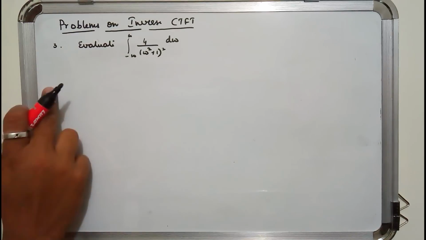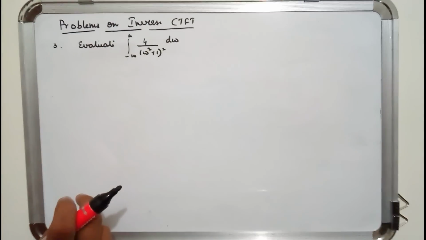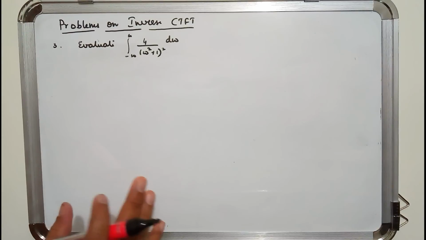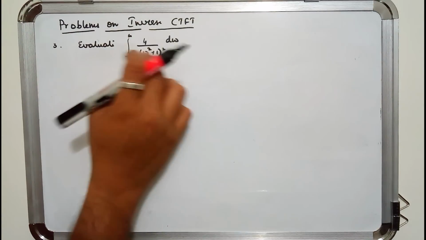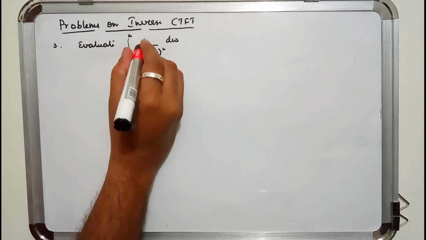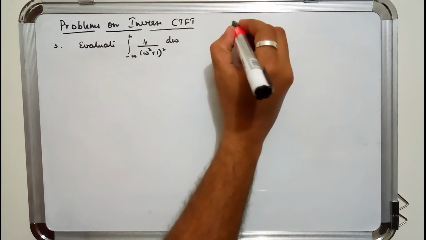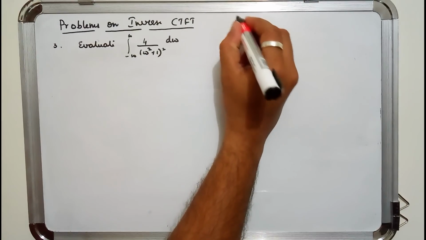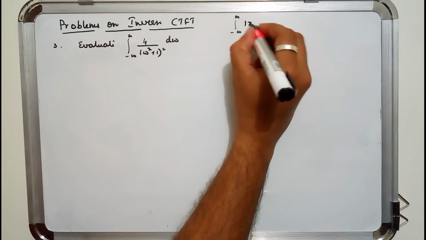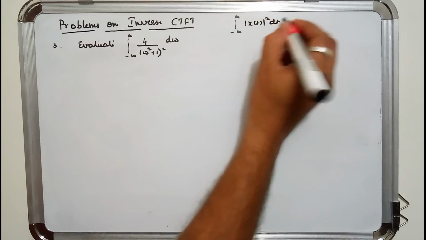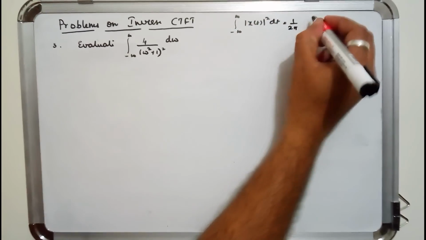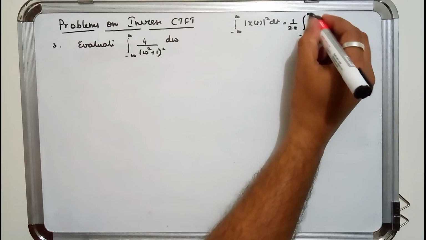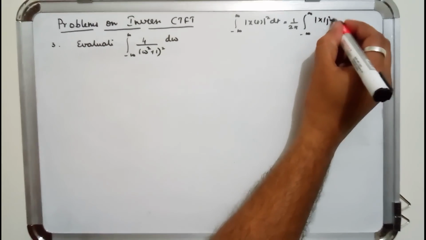Now this is a tricky problem wherein you need to use Parseval's theorem, because you have |X(jω)|² kind of a thing here. So what is Parseval's theorem? It says that the integral from minus infinity to infinity of |x(t)|² dt is equal to 1 by 2π times the integral from minus infinity to infinity of |X(jω)|² dω.